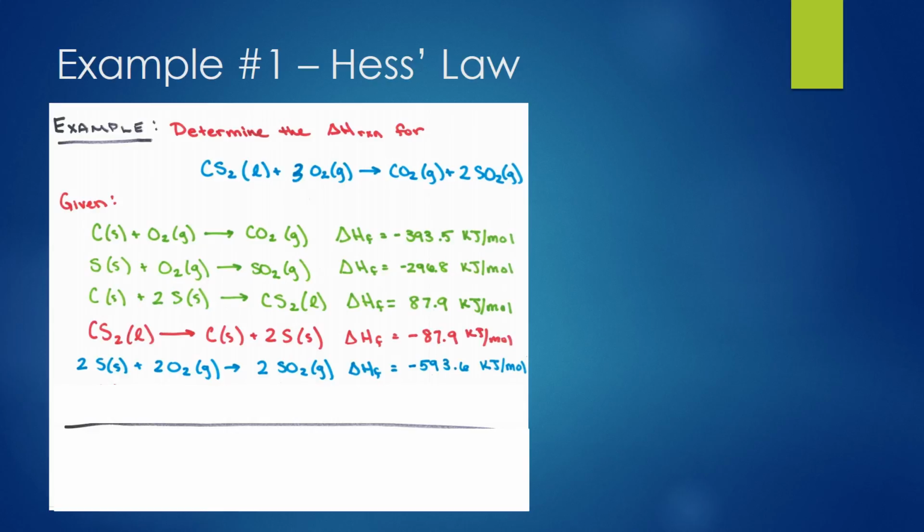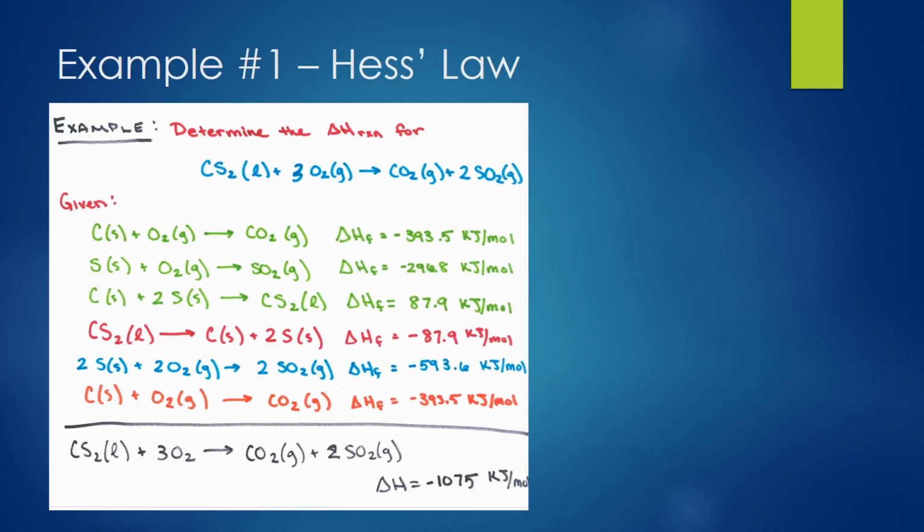Well, if we double the reaction, we have to double the amount of enthalpy that would be released or absorbed. So negative 296.8 kilojoules becomes negative 593.6 kilojoules. Fortunately for us, we don't have to do anything to that first equation we see. Carbon plus oxygen gas gives us carbon dioxide. We can leave that alone. Now, when we combine all of these, we see that we get the same exact reaction as the top.